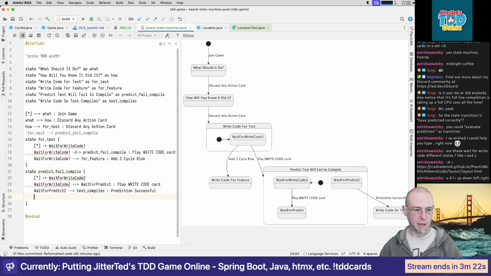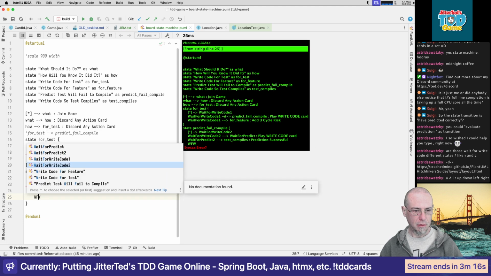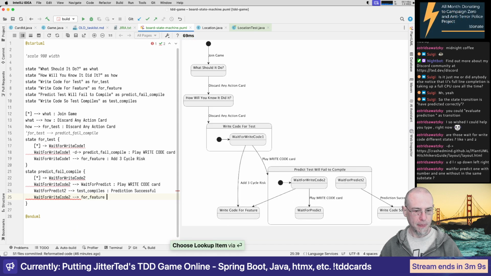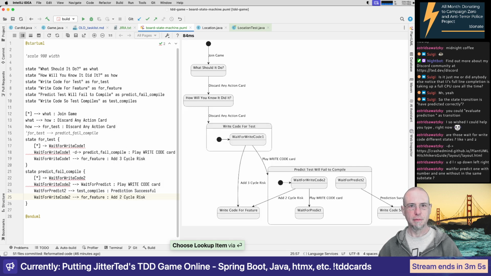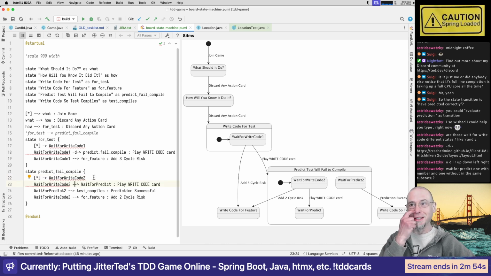The other way to exit, which is from write code 2, and I'm going to have to rename these, to for feature, is add 2 cycle risk. Yeah, I'll figure out the orientation after, but I realize there is a difference between the single dash and the double dash. That's where I was getting confused.